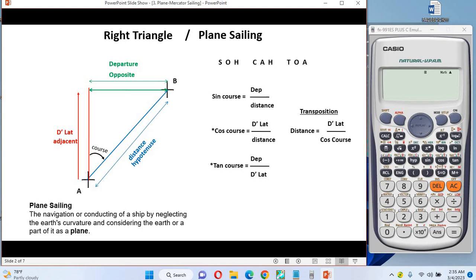Okay, the ship's plane. Next, so what is the departure formula? This one. So departure can be calculated by longitude 1 and longitude 2.